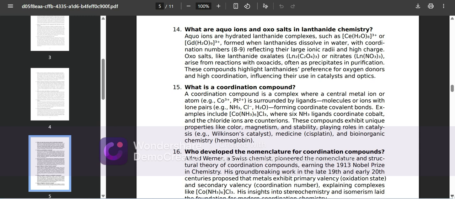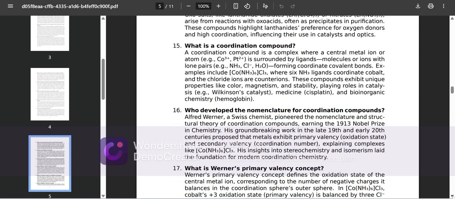Oxo salts like lanthanide oxalates, Ln2(C2O4)3, or nitrates, Ln(NO3)3, arise from reactions with oxo acids, often as precipitates in purification. These compounds highlight lanthanides' preference for oxygen donors and high coordination, influencing their use in catalysts and optics.